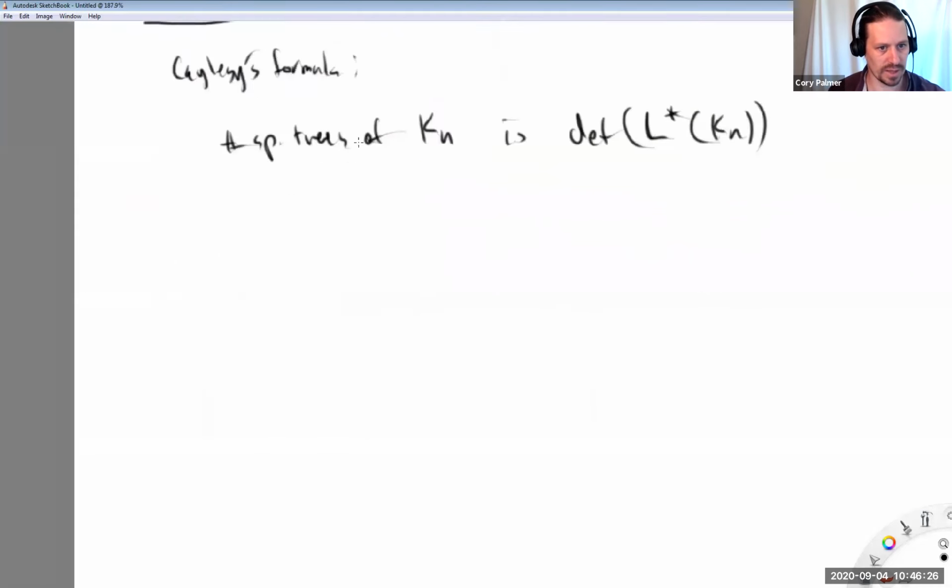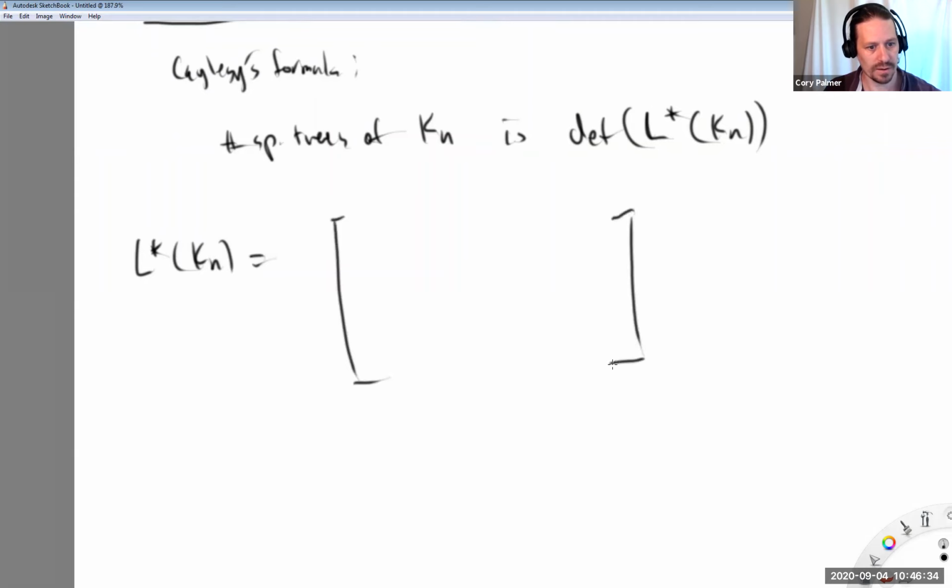So let's try and determine that real quick. Let's look at L star Kn. I already described it earlier, but what does it look like here? The Laplacian of Kn has n minus 1s along the diagonal, because those are the degrees of every vertex.